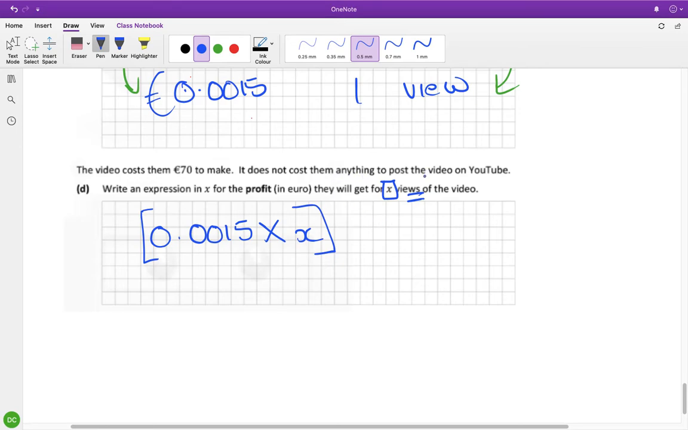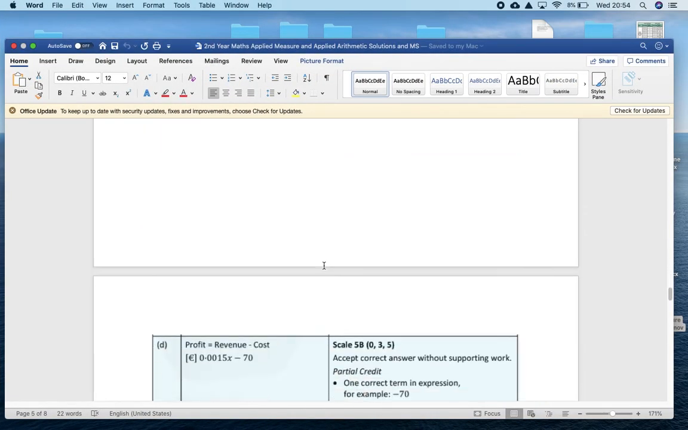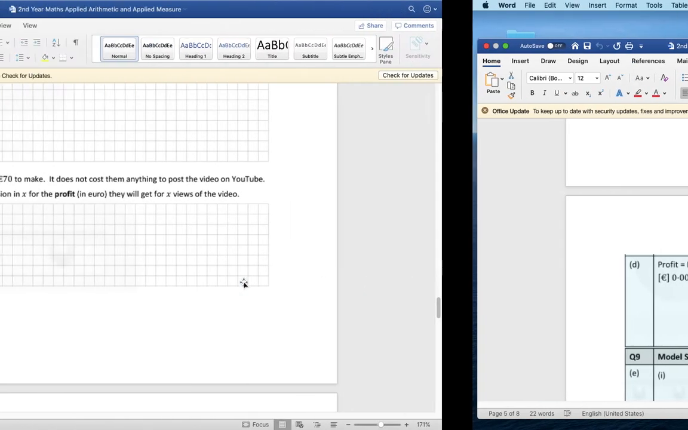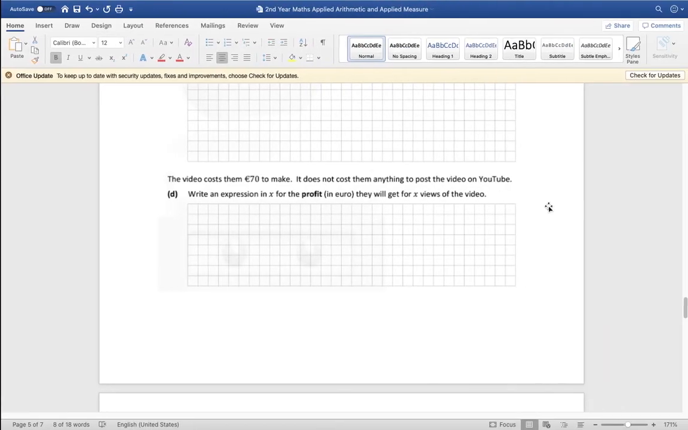It costs them nothing to post it. The video costs €70 to make, so you'd have to minus that €70 off. So their profit is however many views they get, they're getting this much money for each view, but they'll have to subtract €70. Okay, so there you go, 0.0015x minus 70. And that's 5 marks.